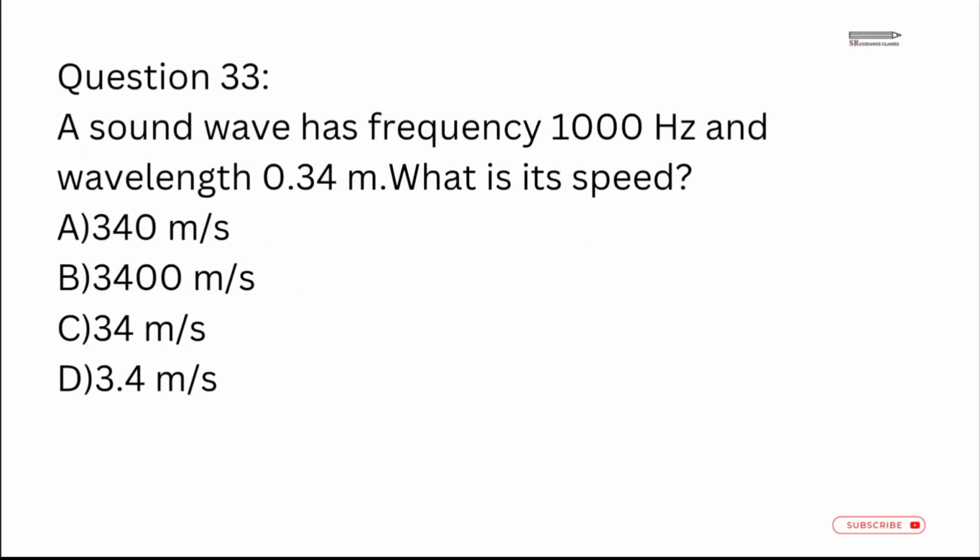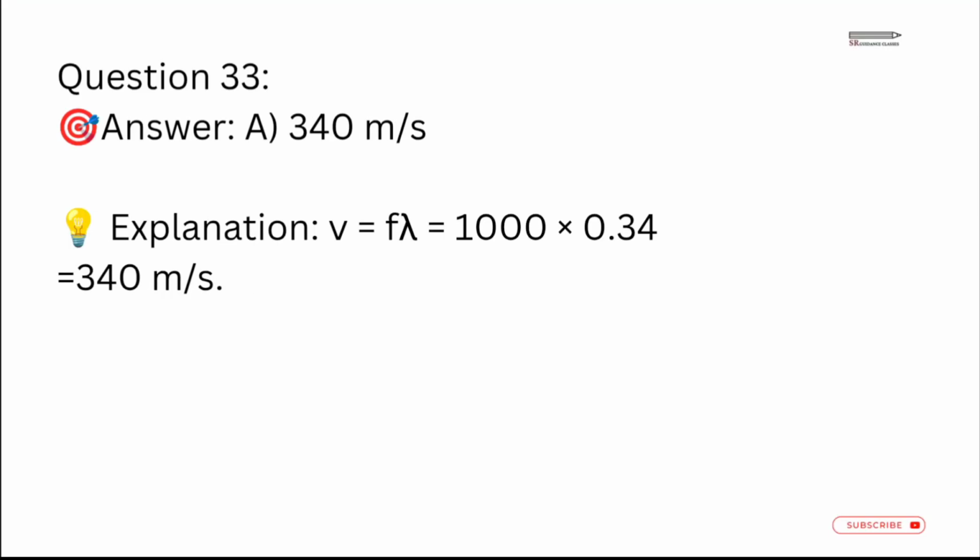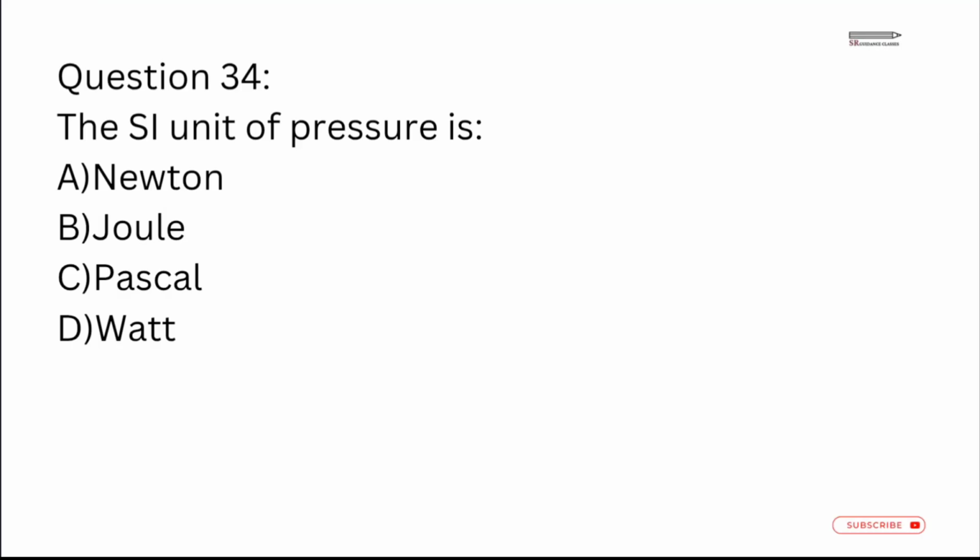A sound wave has frequency 1000 Hz and wavelength is 0.34 meter. What is its speed? The correct answer is option A, 340 meter per second. The SI unit of pressure is.